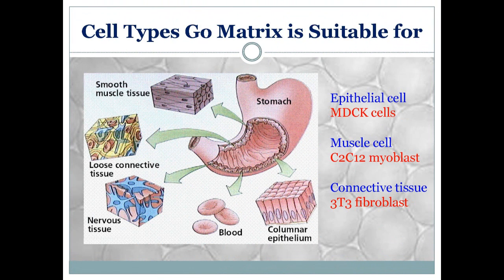Here are the cell types Go Matrix is designed for: epithelial cells, muscle cells, and connective tissue. Almost all the organs are composed of these few kinds of cells, except hepatocyte and lung. These cell lines are also what most labs use. Go Matrix has been tested with MDCK, C2C12 myoblast, and 3T3 fibroblast.